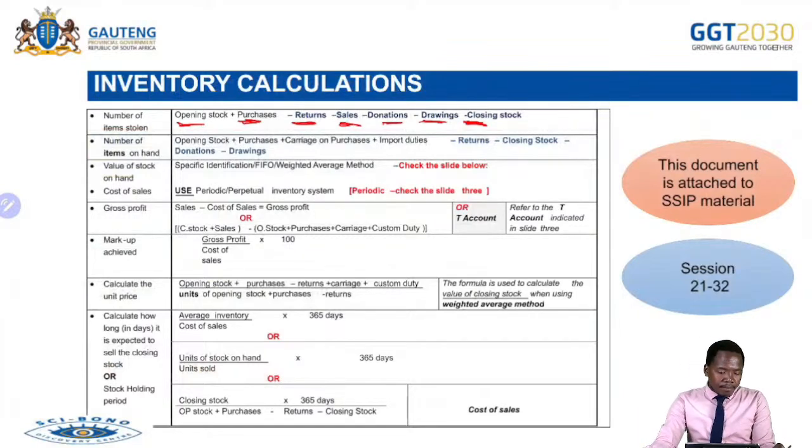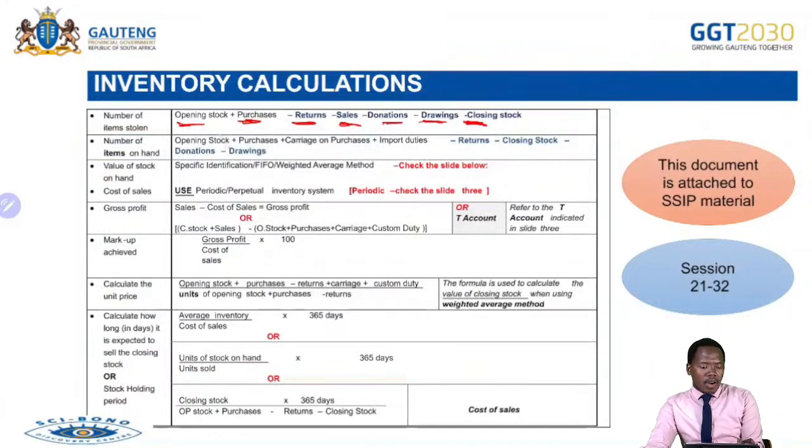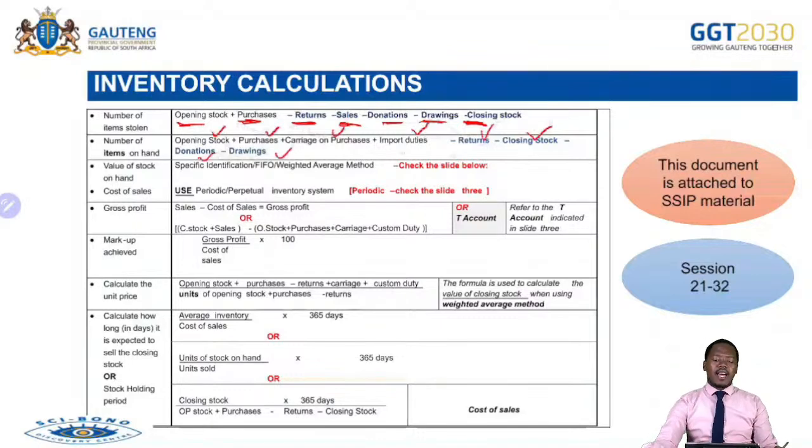Number 2, how do I calculate my items on hand, meaning my closing number? So what I was talking about earlier on, grade 12, we will find it provided in some question papers. Some question papers, we'll have to work it out. Now, we'll take our opening stock, our purchases, plus our carriage, plus import duties, minus returns, minus closing stock, minus donation, minus drawings. And then we will have now our items that will be on hand.